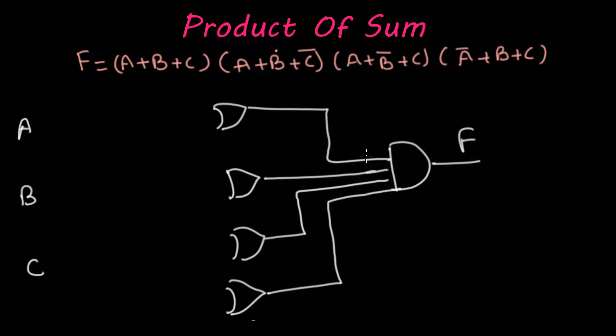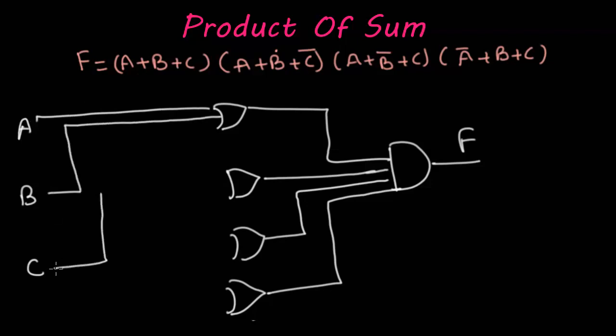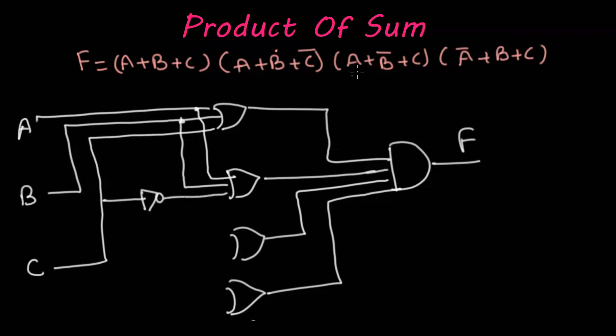Now let's create the inputs of these individual OR gates. The first term is A, B and C. So we have A, B and C as my input for the first term. The next term is A plus B plus C bar. So we again have A plus B plus C bar. So we have a NOT gate. Then we have A again, C and B bar. So let's have a NOT gate over here from B, creating B bar.